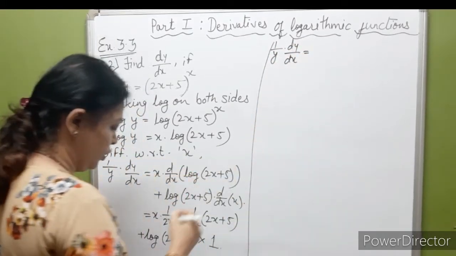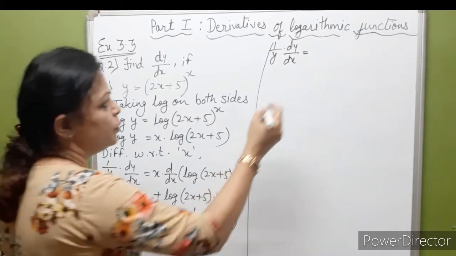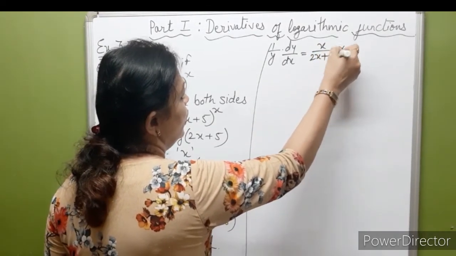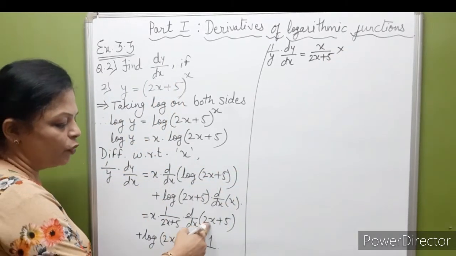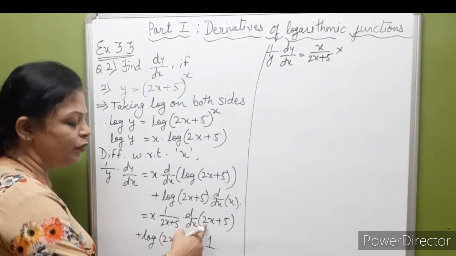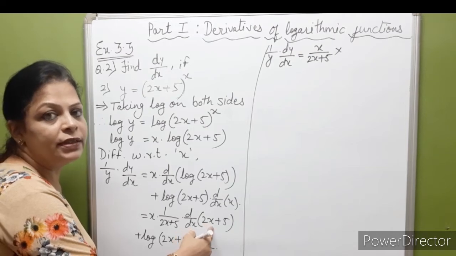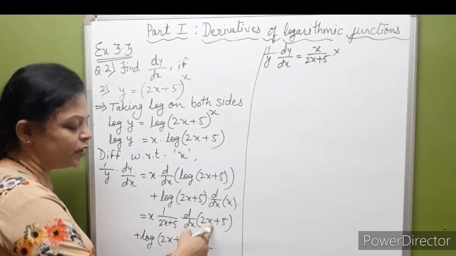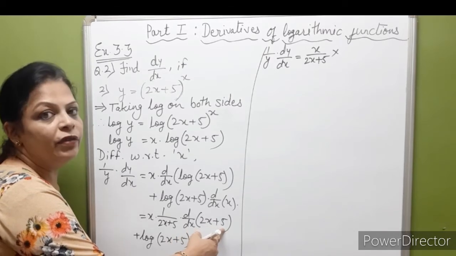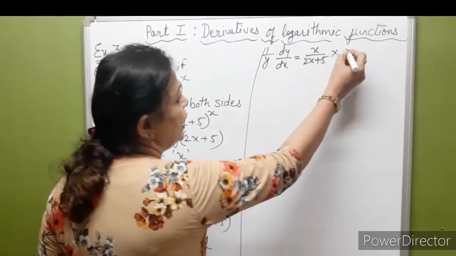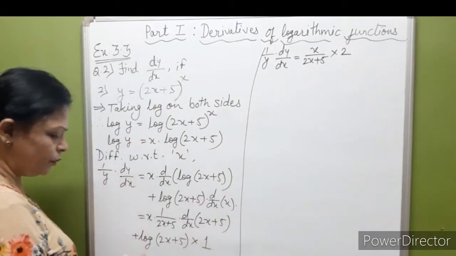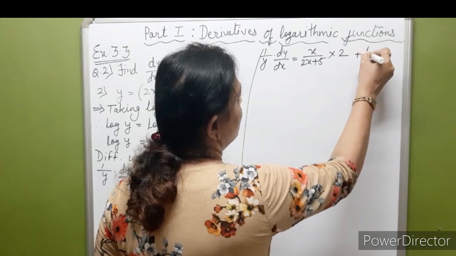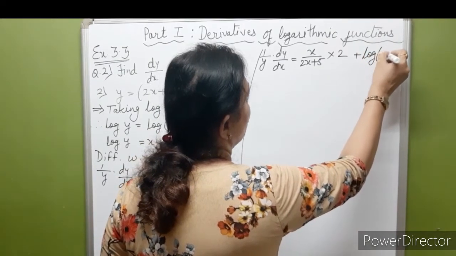This is 1 upon y into dy by dx is equal to x upon 2x plus 5 into derivative of 2x plus 5. Now derivative of 2x will be 2. We have done this. Derivative of kx is k. So derivative of 2x will be 2 and derivative of 5 will be 0. So you only get here 2 plus log of 2x plus 5.